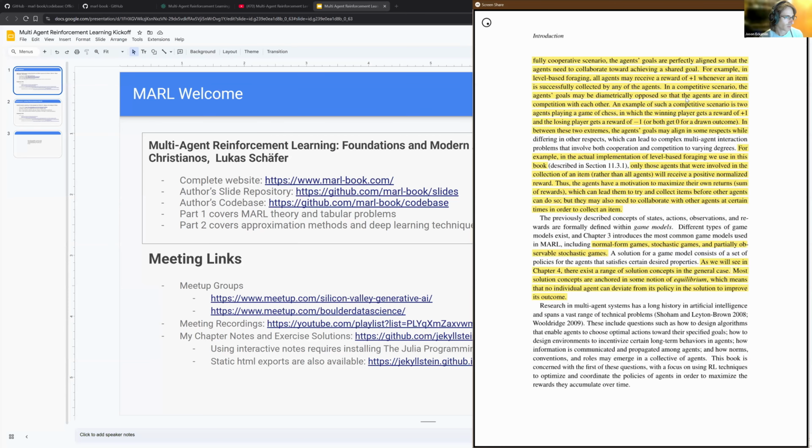I think the slides might skip over this, but in the book there is a discussion about different ways you can structure the rewards, and they do refer back to this level-based foraging example. If there's a shared goal, the agents could all receive a reward together if one of the items is collected. But you can also do a competitive version, where the agents only get a reward when they collect an item, and the agents not involved don't get anything.